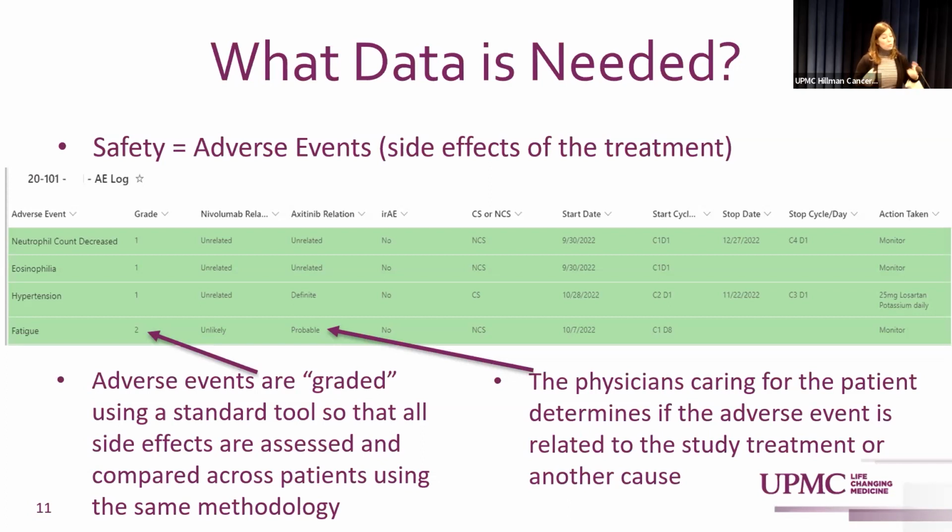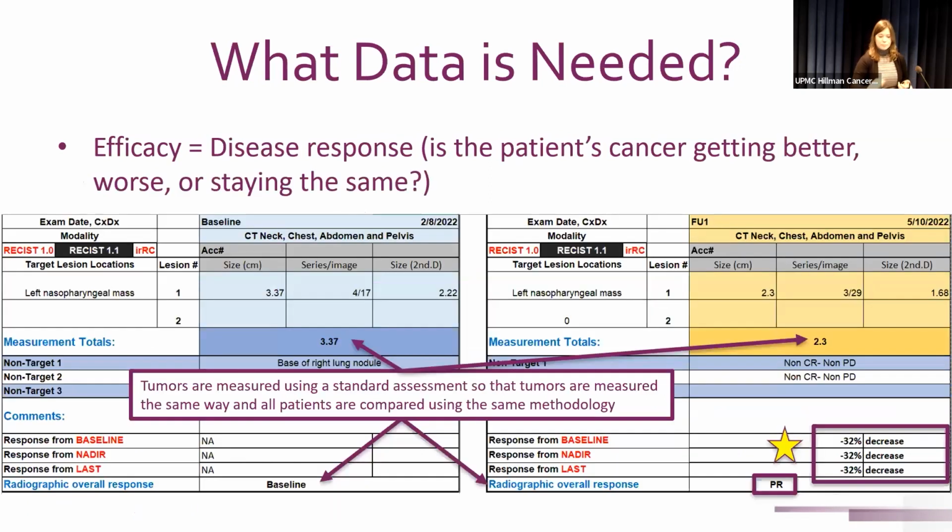We use a tool where we grade these based on a very standard system to make sure that we are assessing all the side effects the same way, and we can assess them across different patients on a particular trial. And then our physicians are the ones who are determining what the cause of that side effect is. So is it related to the treatment or is it related to some other cause? So if a patient falls, did they fall because they're clumsy and they tripped, or did they fall because their treatment made them dizzy and they fell for that reason? So that's how we're assessing these side effects for safety. For efficacy, we're looking at how the disease is responding.